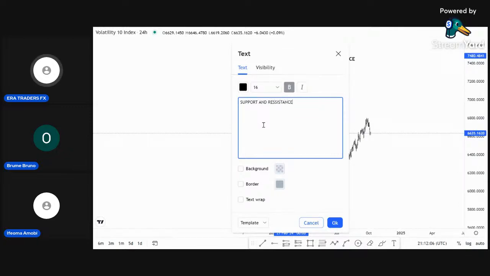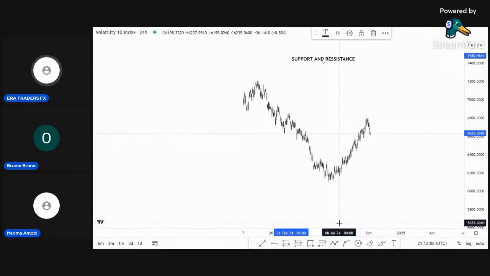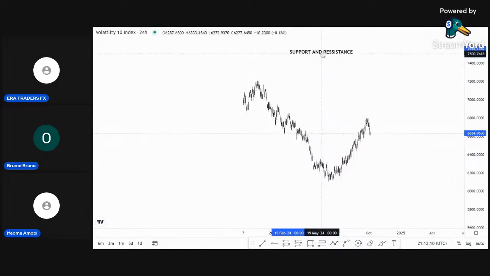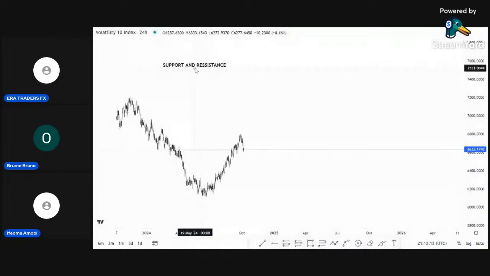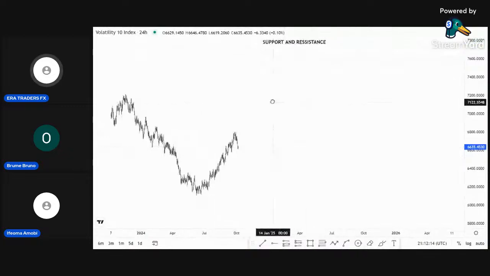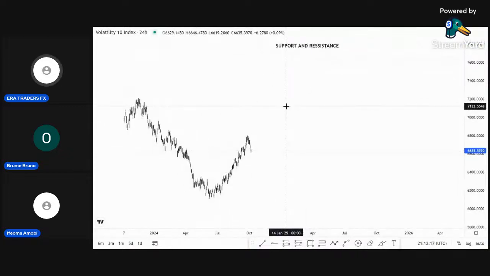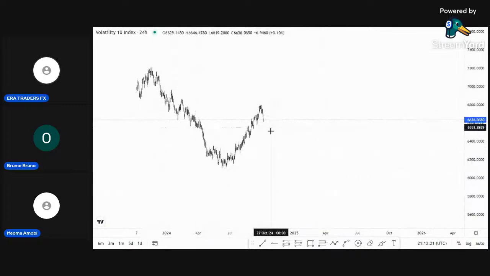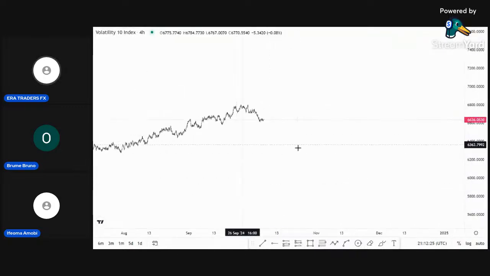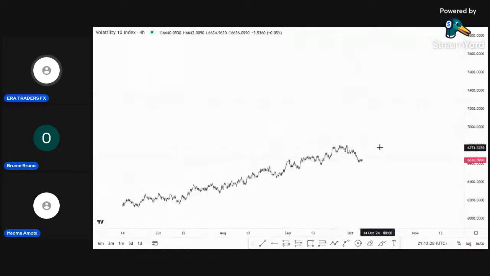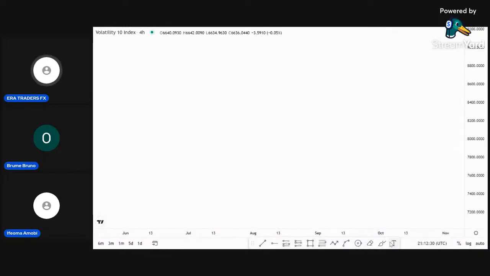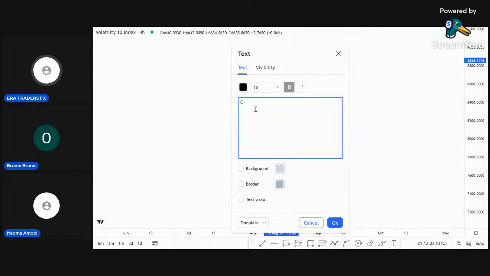I think before I talk about support and resistance, I should talk about chart patterns. Not just candlestick patterns now, but chart patterns. That means on your chart, there are some things that will appear that will indicate that we are buying or we are selling. So let me give you the chart patterns first before I go into support and resistance.